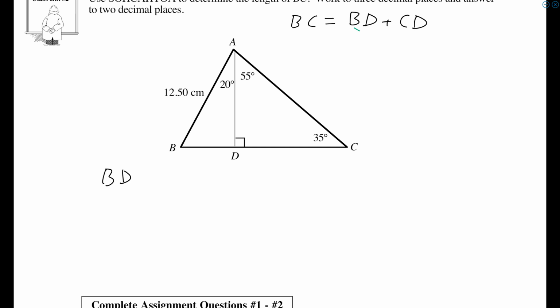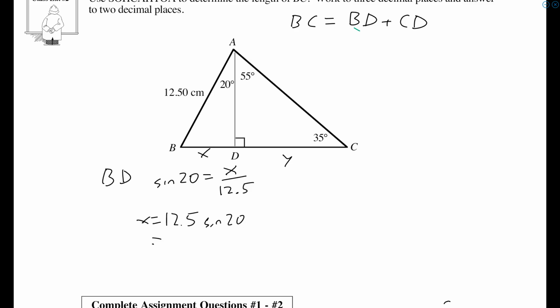What trig ratio can we set up to find BD? Sine? Why? Because we have the opposite side and the hypotenuse. Nice. So let's call this x, and call this one y. If we're looking at opposite over hypotenuse, you're absolutely right. Then sine 20 equals x over the hypotenuse, 12.5. So x equals 12.5 times sine 20.